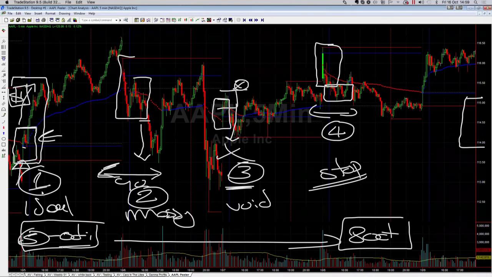So we've got a good example of ideal on number 1. Number 2 is a messy example. Number 3 is a void. And number 4 is a stop. So we've got really good examples of how we can find those opportunities.